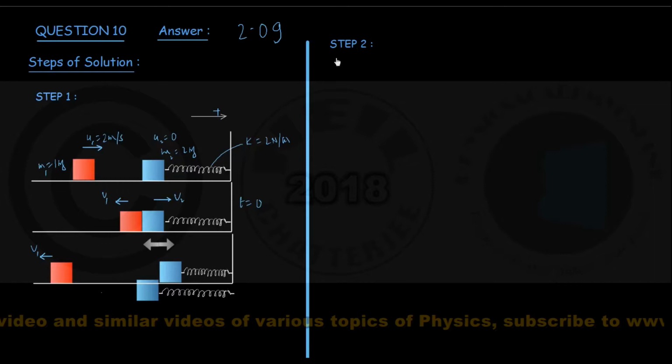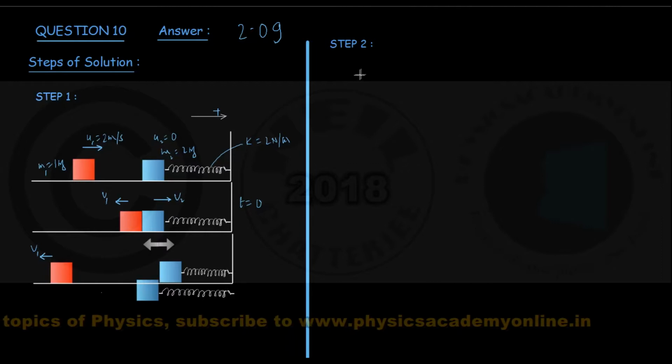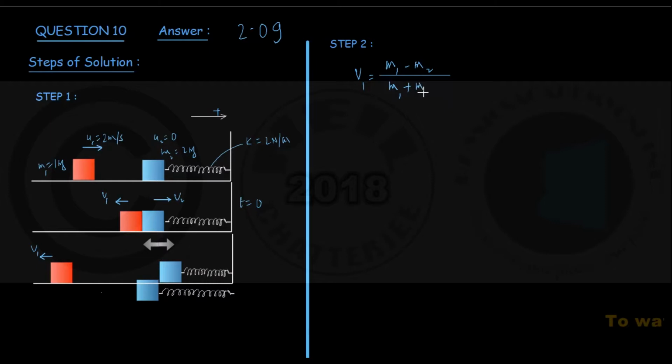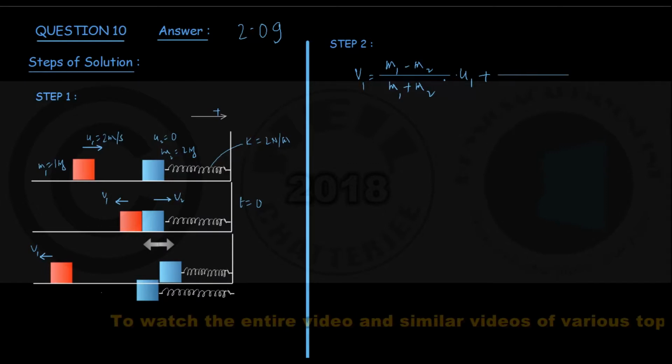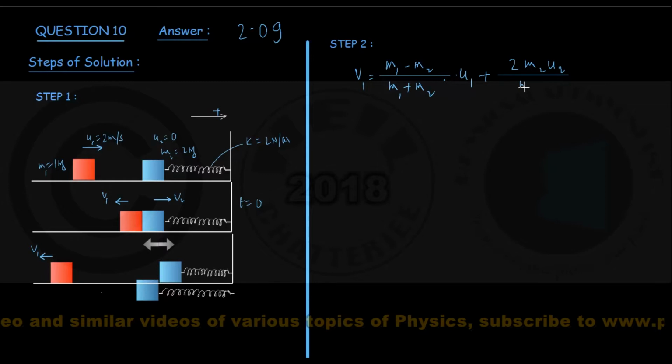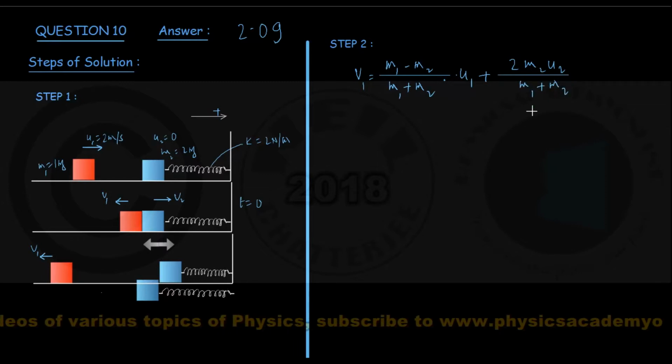Now once this figure is clear, in step number 2, let us find out the velocity of block 1 just after the collision. And for that, the formula is v1 is equal to (m1 minus m2) divided by (m1 plus m2) into u1, plus twice m2 u2 divided by (m1 plus m2), isn't it?